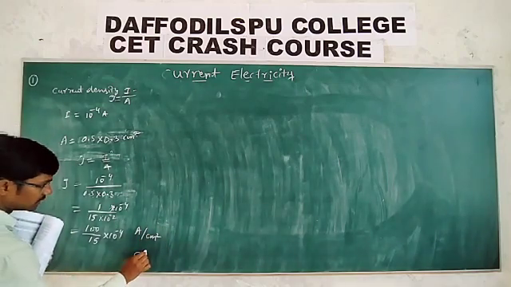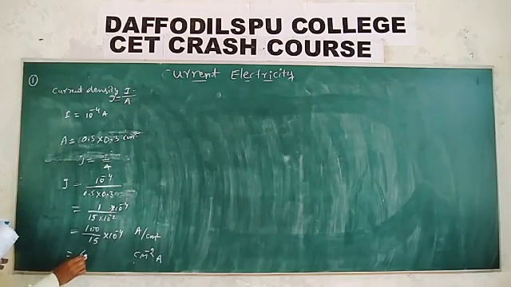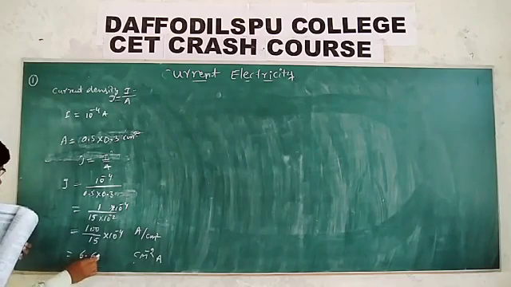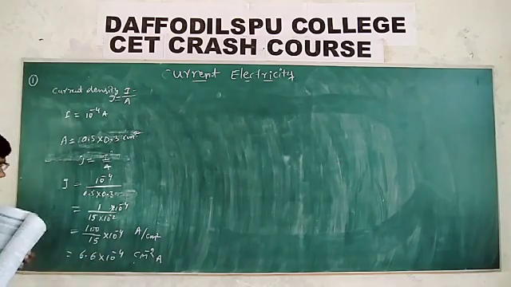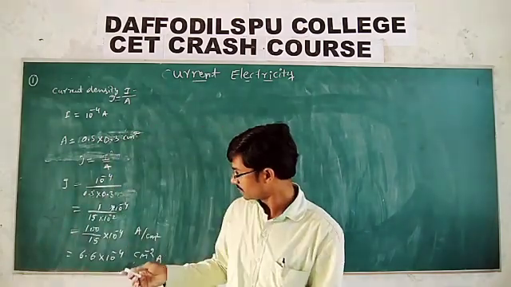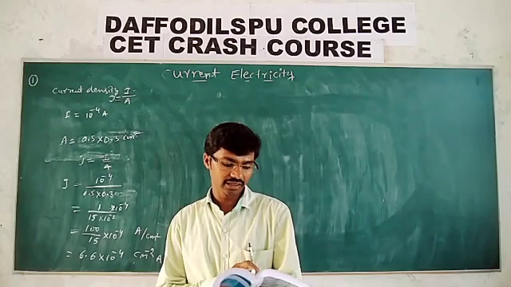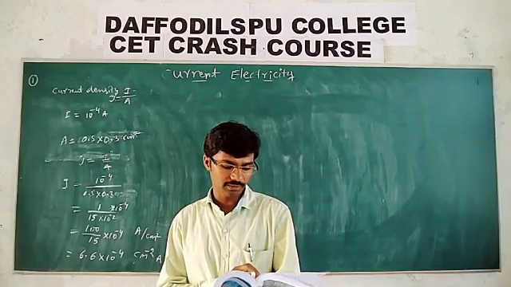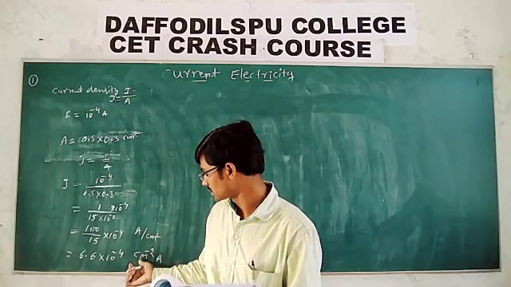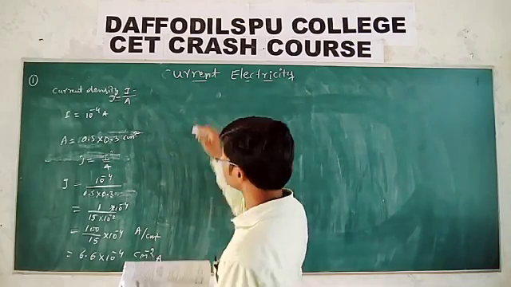Then what do we have here? Centimeter power minus 2 into ampere. So this value is around 6.6, into 10 power minus 4 centimeter power minus 2 ampere, which is the first option. The given units are like centimeter power minus 2 per second, which is wrong. You take it as centimeter power minus 2 into ampere. That is the second one.